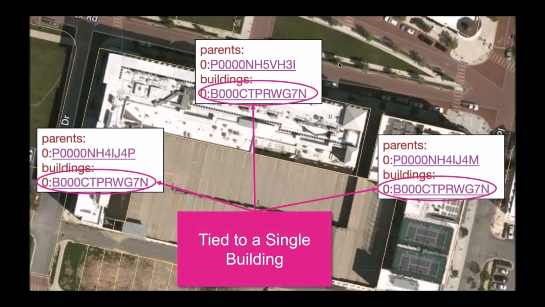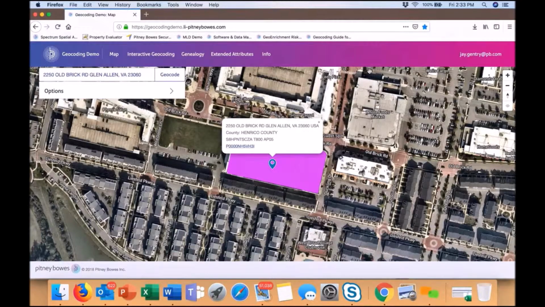Because of the address discipline that we employ inside the MLD database, it allows us to create a relationship between those unique addresses and the building. We can determine that each one of these addresses is located in the building, and with the building ID, we can tie those unique PB keys all together. So the match location data structure gives us the connectivity that really provides a tremendous amount of power in any underwriting process. So here's our 2250 Old Brick Road, and here's our PB key.